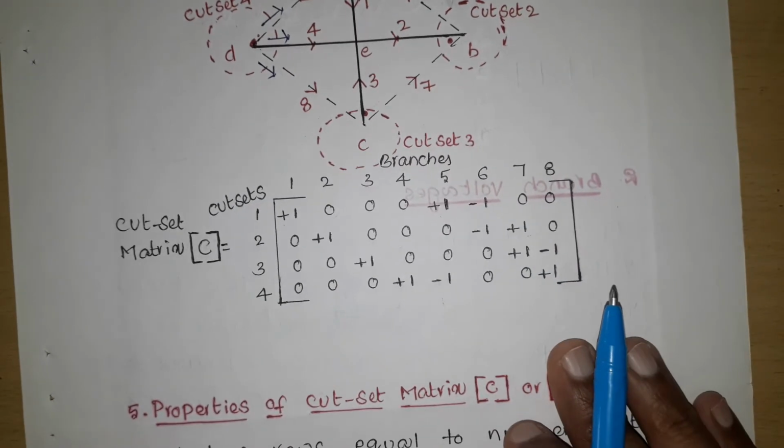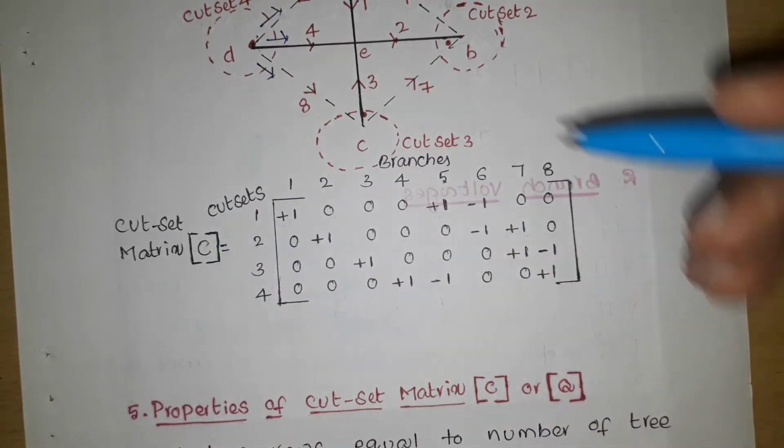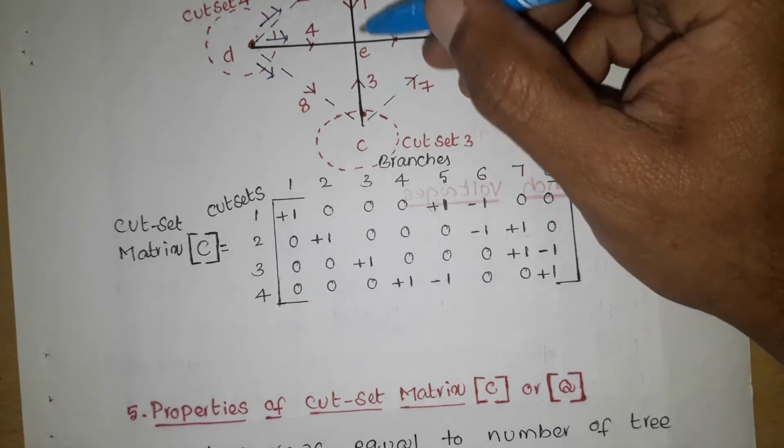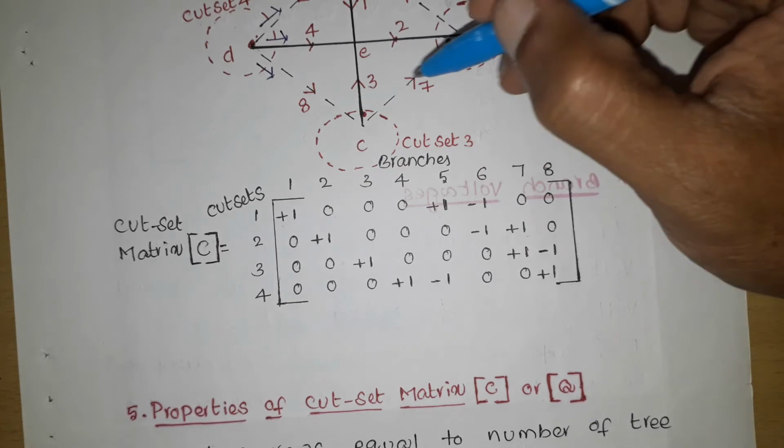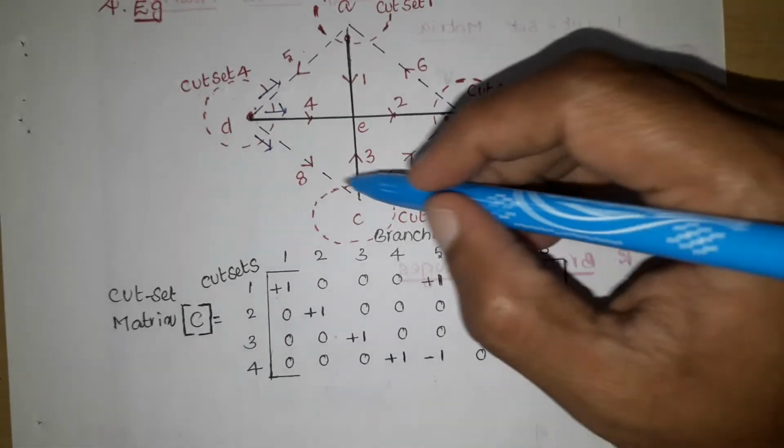Similarly, the third row. How can we fill the third row? We have to cut the third twig with some links. So here we can cut in this fashion.